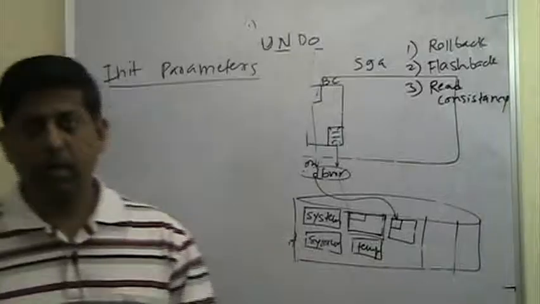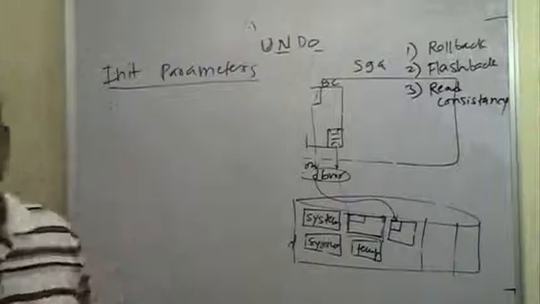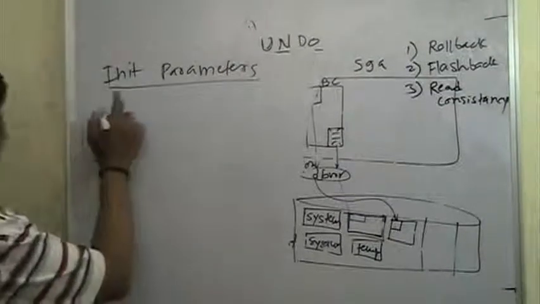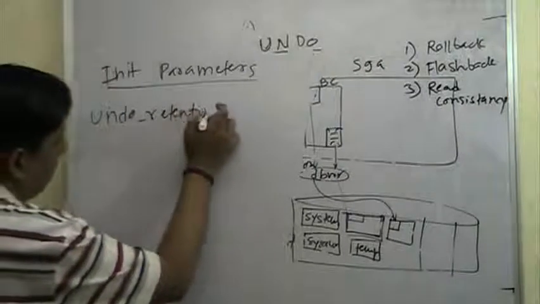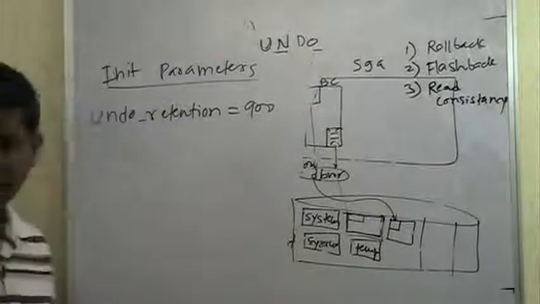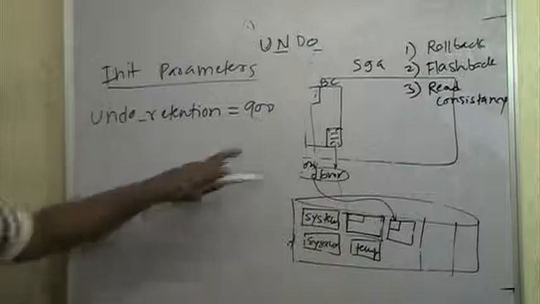The undo parameters, initialization parameters related to the undo table space. We already know one, which is the undo retention. Undo retention is equal to, I think the default value is 900 seconds. Is it 900 or 300? 900. Yes, it is 900 seconds.